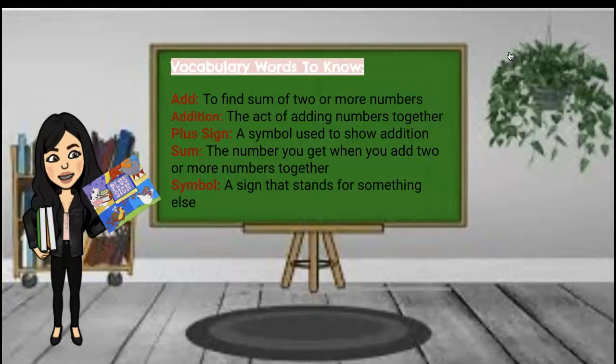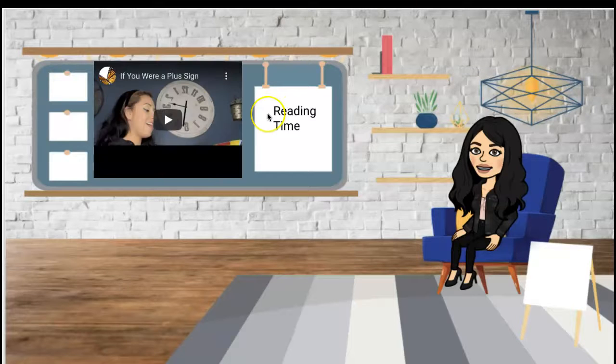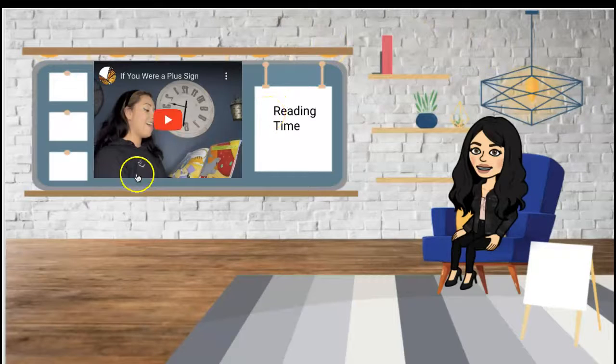The first one is add, which is to find a sum of two or more numbers. Addition, the act of adding numbers together. Plus sign, a symbol used to show addition. Sum, the number you get when you add two or more numbers together. Symbol, a sign that stands for something else. So to begin, I am going to be reading the story to you, okay?